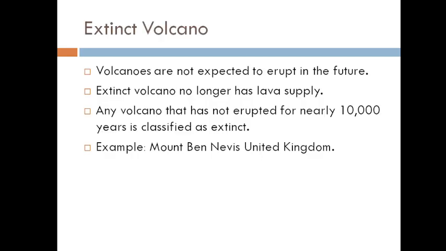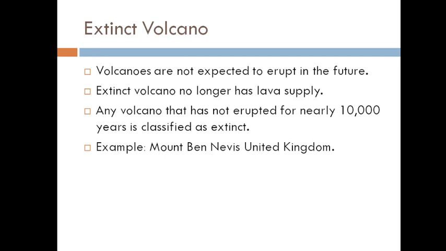The next is extinct volcano. Extinct volcanoes, the name itself gives the meaning, something that is no more. Extinct means something that is no more. So these volcanoes are not expected to erupt in the future. They do not have lava supply inside them, and any volcano that has not erupted for nearly 10,000 years is classified as extinct. For example, Ben Nevis in the United Kingdom.